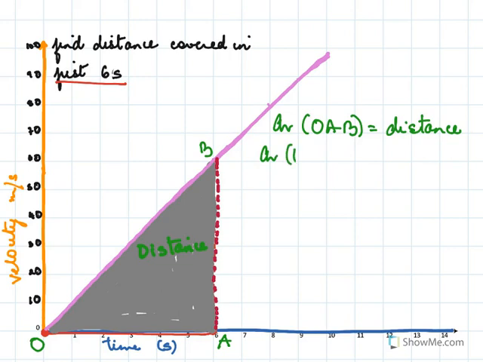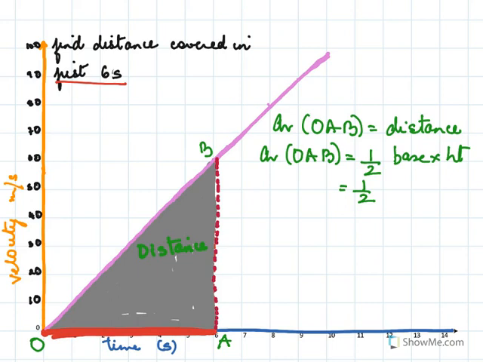Now how to find area of OAB? Now we know it is a triangle, and the formula for triangle is half base into height. So we have to look out for the base and height of this triangle. So look up here, you will agree that this is the base of the triangle, which we know is 6 units. So we write here 6 units, and the height in this case will be this, right? This will be the height of the triangle.